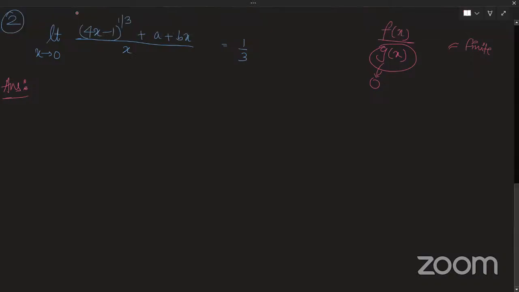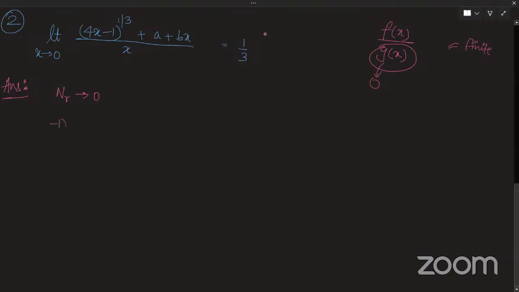So just check, when x is tending to 0, where is your numerator tending to? Ideally, it should tend to 0. So the numerator should tend to 0. Only then it will be an indeterminate form. Otherwise, my limit will go to infinite, right? 1 by 3 is a finite value. I will get a finite value only if it is 0 by 0 form. Otherwise, it will go to infinite. So let us check when x is tending to 0, where is my numerator?